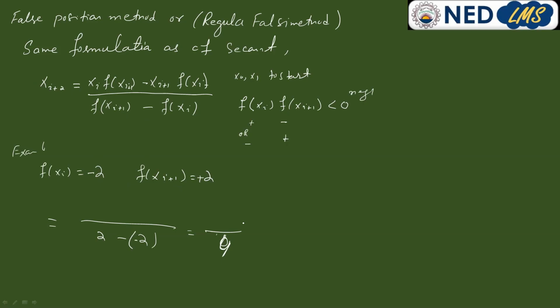So what we have to do is make sure that f of xi plus 1 and f of xi, if we multiply them together, have a product less than 0, which means that it is negative, which means that they have to have opposite sign. Or you can do it the other way around.